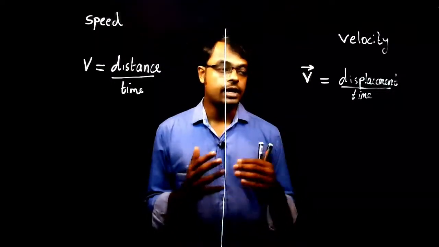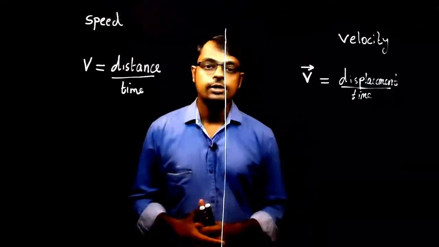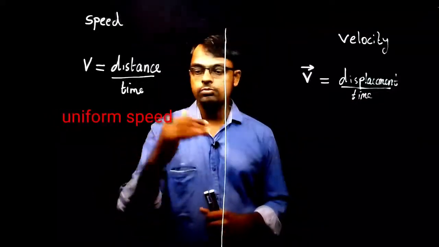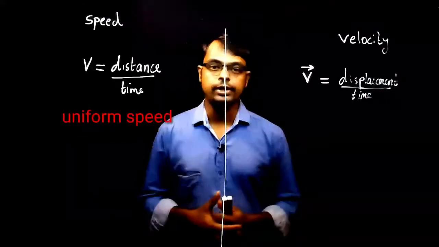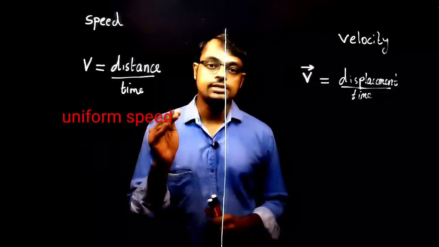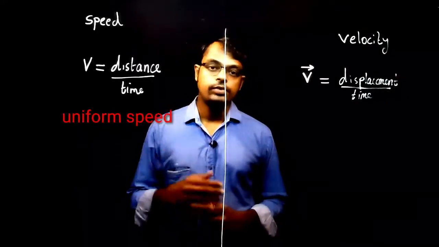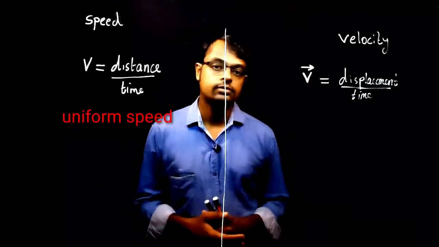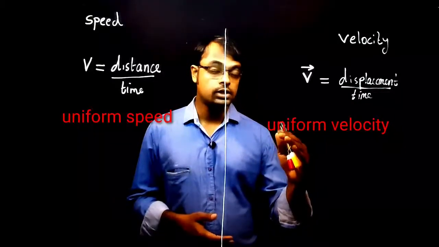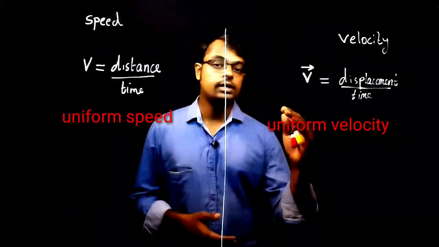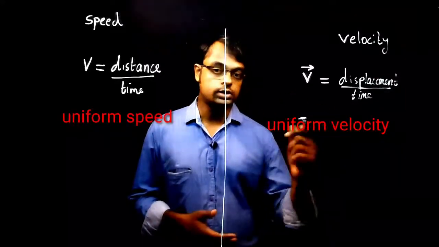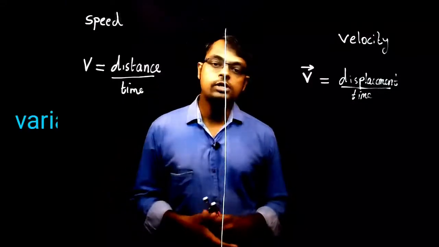Different types of speed and different types of velocity. The first one is uniform speed. What is meant by uniform speed? If an object covers equal distances in equal intervals of time, we define it as uniform speed. What is meant by uniform velocity? If an object covers equal displacement in equal intervals of time, that is called uniform velocity.